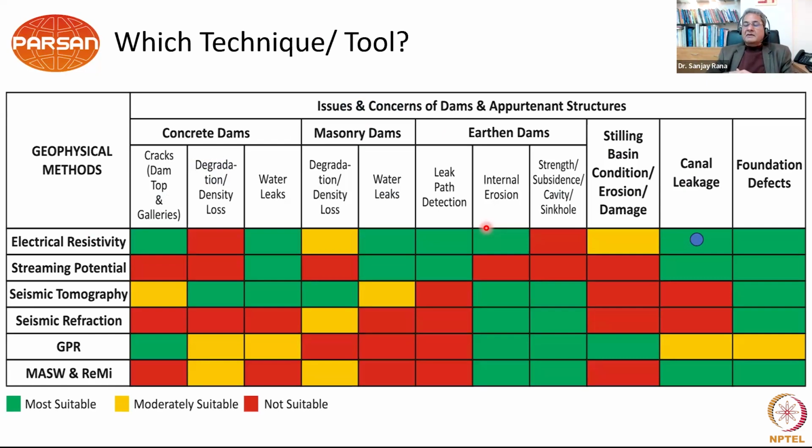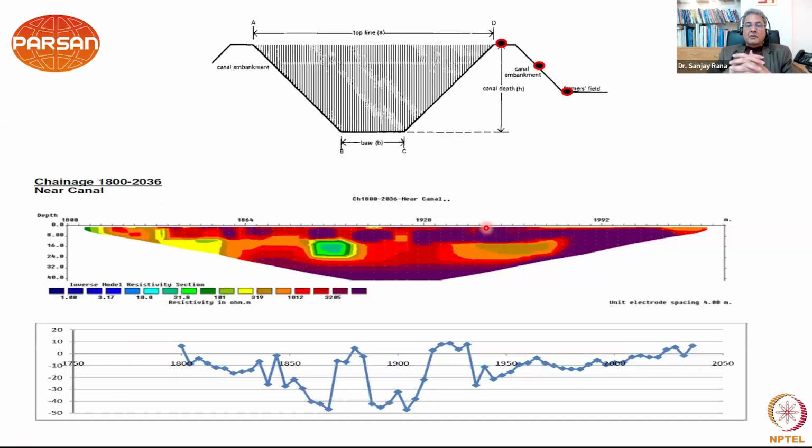Then we have canal leakage issues. Sometimes there are a lot of leakages happening from the canals, and we don't know where this leakage is coming from. We just observe it because of something coming in the downstream field, or some water level rise there. But we need to understand where exactly this leakage is coming from so that we can repair it. And for that, again, the combination of electrical resistivity imaging and streaming potential come in very handy.